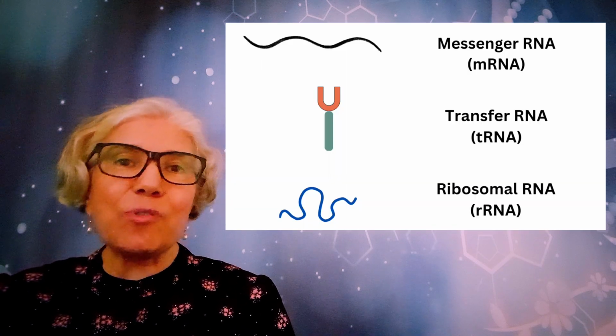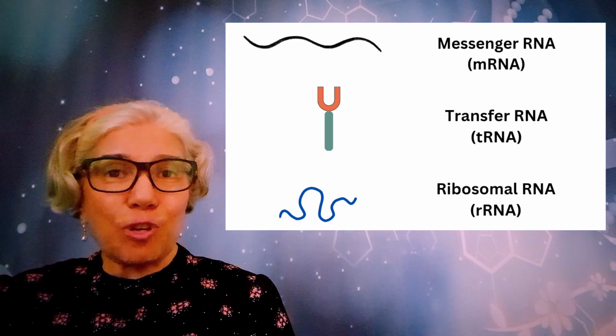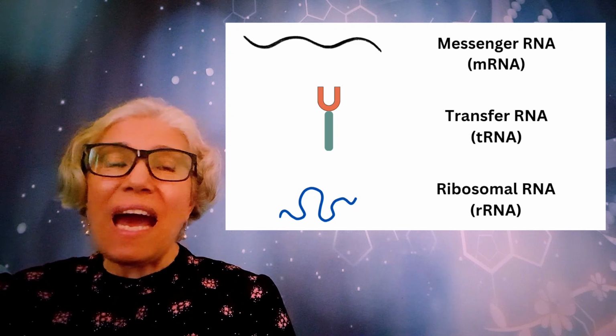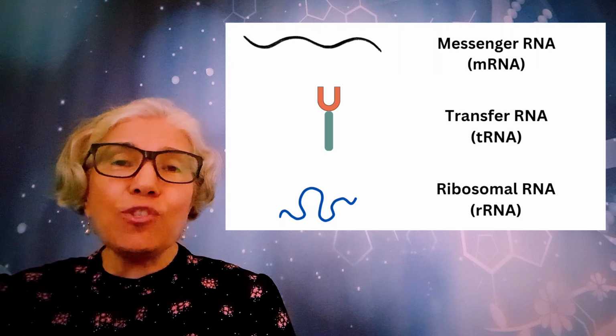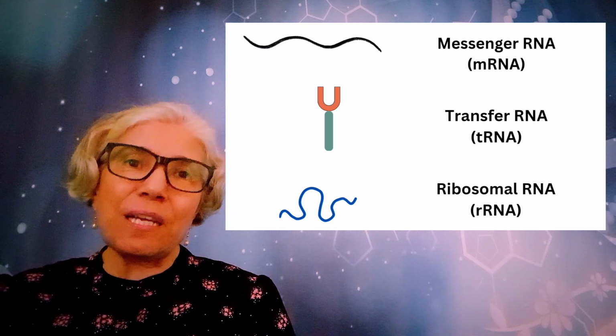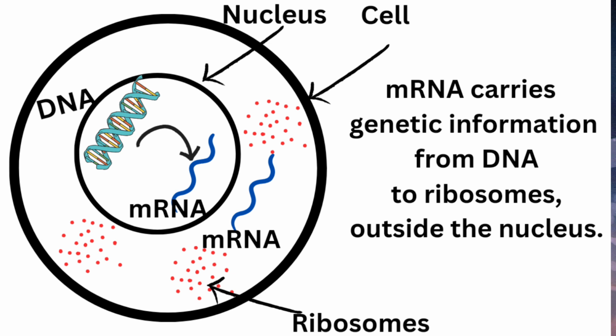Furthermore, there are three main types of RNA molecules: messenger RNA, transfer RNA, and ribosomal RNA, which have essential functions in our life. Let us have a look at their general function briefly. Messenger RNA carries and transfers the genetic information from the DNA residing in the nucleus to the cytoplasm, the area outside the nucleus, in order to be executed and used in making proteins.